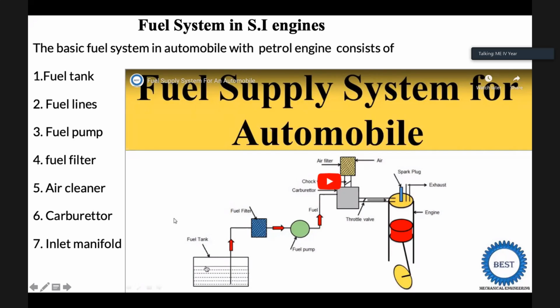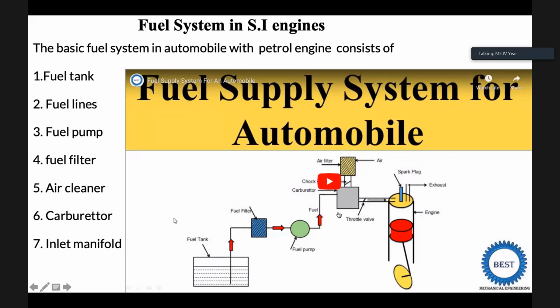Here you can see first we have a fuel tank. From this fuel tank, the fuel is going to your fuel filter. Here the fuel is getting filtered out. If there is any residue material or any dust particle, it will be filtered out here. Then that filtered fuel is going to your fuel pump. The function of the fuel pump is to pressurize the fuel. Then it will be sent to your carburetor.